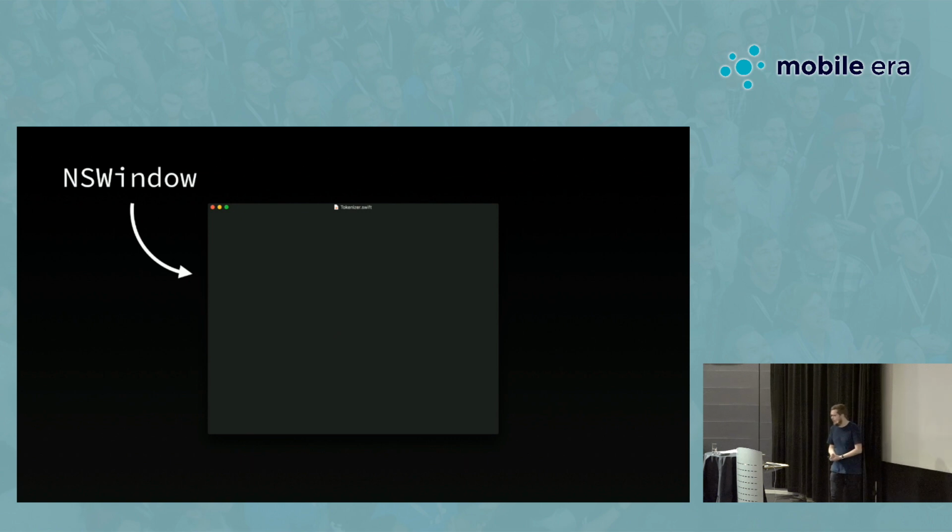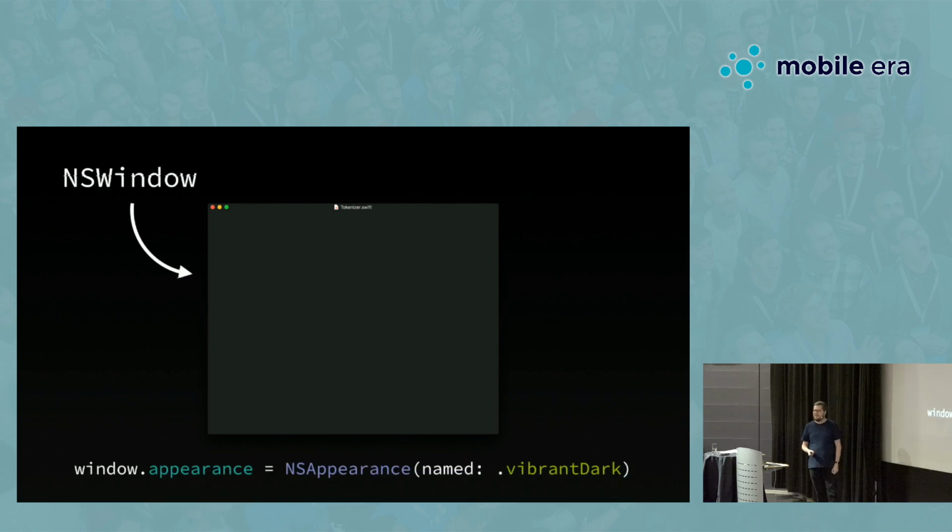That's actually the easiest part. You see this really cool dark window appearance? I did a prototype editor like a month or so ago, and a lot of people replied and said, "Wow, John, that's a really cool design. How did you do this cool design?" And I was like, I just did 1 line of code. Window.appearance, NSAppearance, vibrant dark. That's all we need, and we get this super cool looking window.